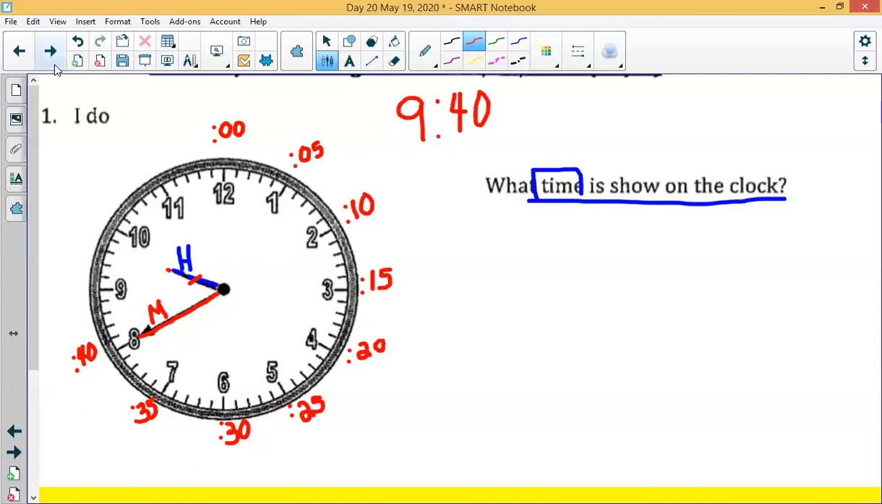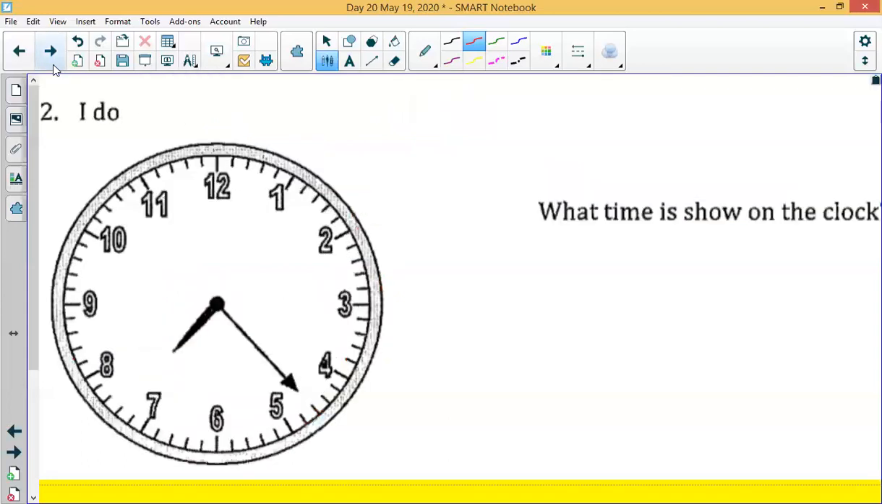Okay? So let's go to your next problem. The next problem is an I do. It says what time is shown on the clock again. So again, we're looking to just figure out what time it is on this clock. So go ahead and underline and box it in.